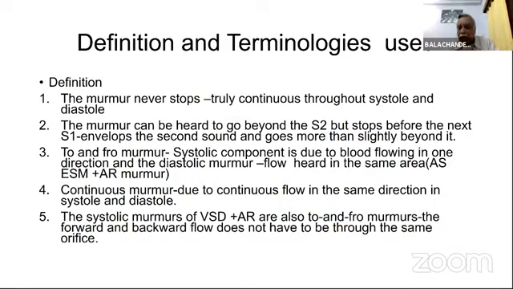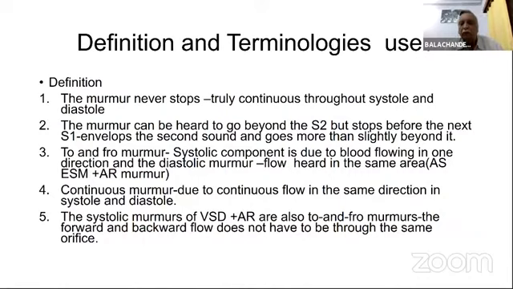It will go uninterrupted through the S2. They may peak in S2. They may not peak in S2, but they will go uninterrupted. Now, sometimes, immediately the next question is, what is a to and fro murmur? Now, this differentiation I will explain in detail a little later on.